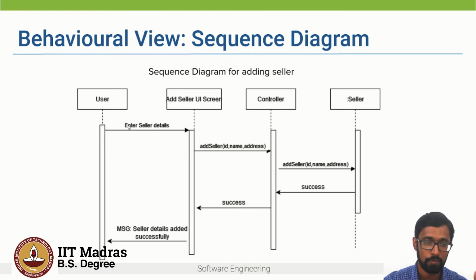So for example, the user enters the seller details, and then a particular function called add seller is called, right? So these messages can be functions from the class diagram, such as add seller. And this sequence of messages corresponds to the implementation of a given requirement or sub requirement or a user story. So this is the sequence diagram for a particular behavior, for a particular user story. Similarly, sequence diagrams can be constructed to model other requirements, other user stories as well.